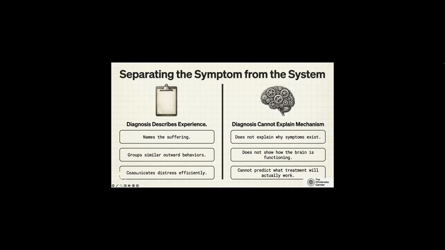When we talk about a diagnosis, it's very important. It helps us name suffering and gives us a language around communication. But it doesn't exactly tell us why the symptoms are happening. It tells us about groups and how we group people together, and it can tell us about distress, but it doesn't tell us how the brain is functioning, and it can't predict how treatment will actually work.